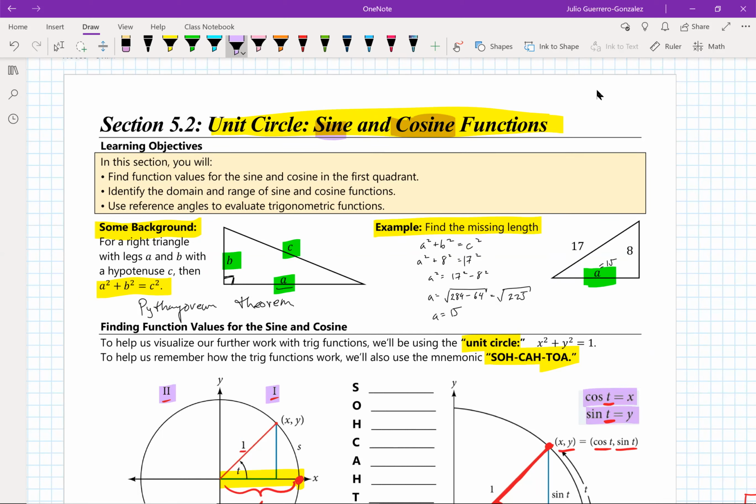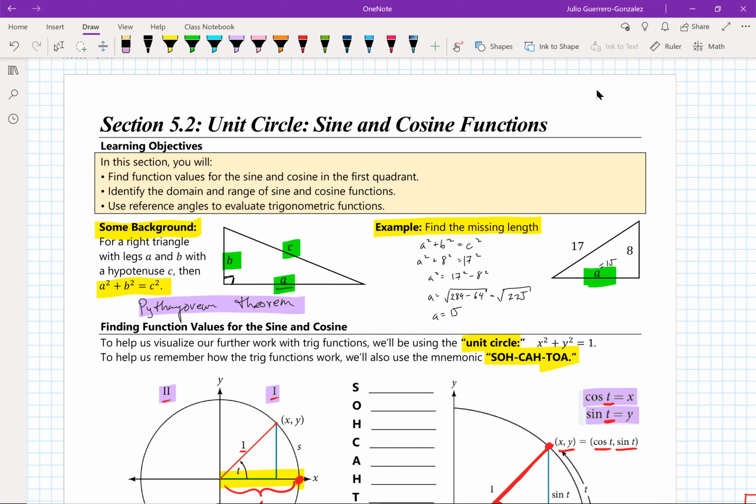But first, before we wanted to do that, we had to cover a little bit of basic geometry, and that was this thing right here. It was the Pythagorean theorem. Basically, what that said is if you had a right triangle, like the one that we have right here, then the sum of the legs squared had to be the hypotenuse squared. Simply that means a squared plus b squared is equal to c squared.